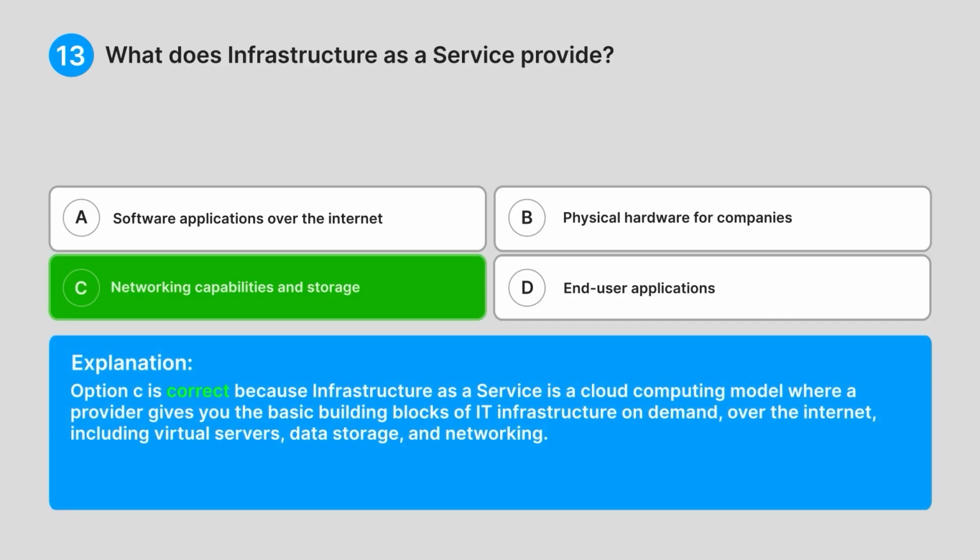Explanation. Option C is correct because infrastructure as a service is a cloud computing model where a provider gives you the basic building blocks of IT infrastructure on demand over the internet, including virtual servers, data storage, and networking.